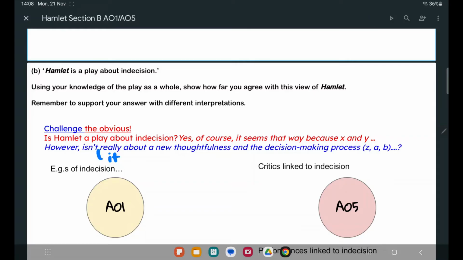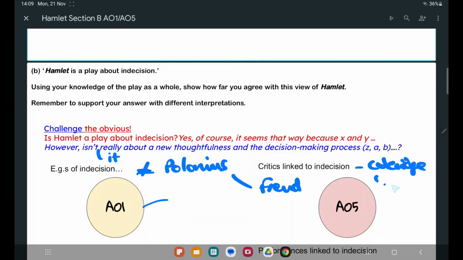How would I support that? What was I thinking of at moments of indecision? Well, I would look at the moments of decisiveness, the really stupid ones, when he kills Polonius by mistake, doesn't he, in the closet with Gertrude. And the critics linked to that, well, you'd have Freud. Critics linked to indecision, Coleridge talks about endless reasoning and hesitation. That's a nice, short, memorable quote there. You'll see that in my model answer.